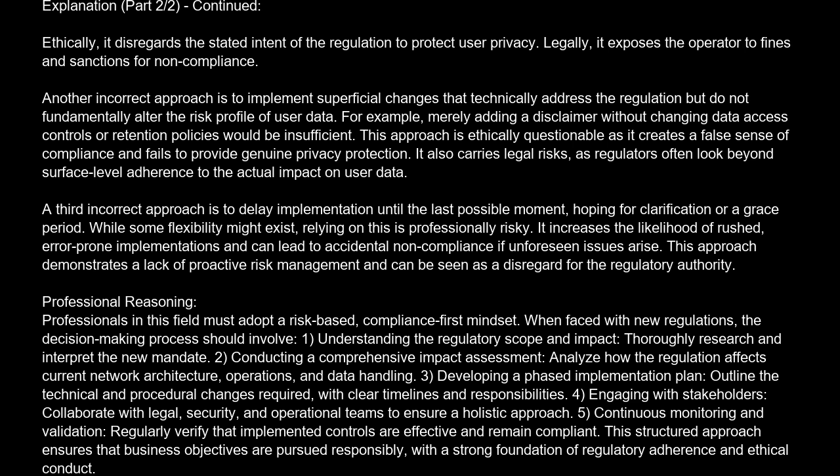4. Engaging with stakeholders. Collaborate with legal, security, and operational teams to ensure a holistic approach. 5. Continuous monitoring and validation. Regularly verify that implemented controls are effective and remain compliant. This structured approach ensures that business objectives are pursued responsibly, with a strong foundation of regulatory adherence and ethical conduct.